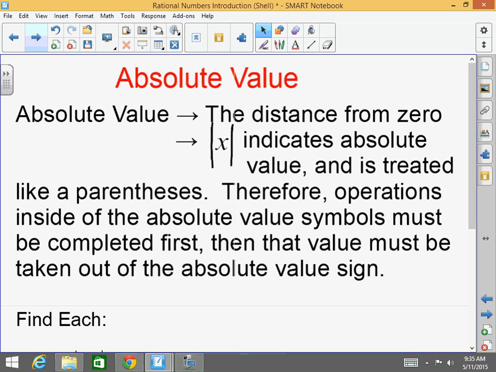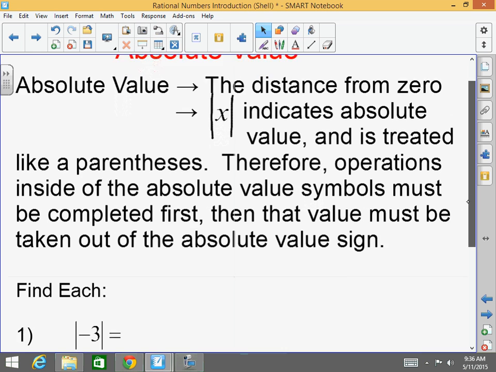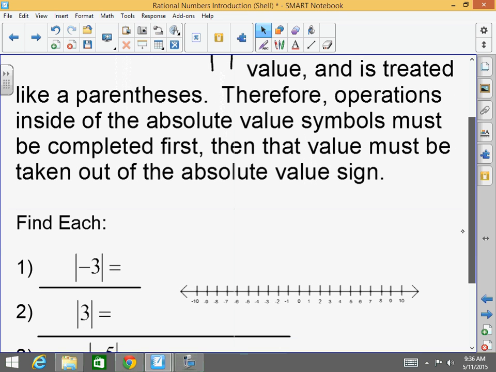So whenever you have absolute value, your answer will be positive, unless it's being multiplied by a negative. Let me explain what I mean by that. For example, let's look at number 1. The absolute value of negative 3.